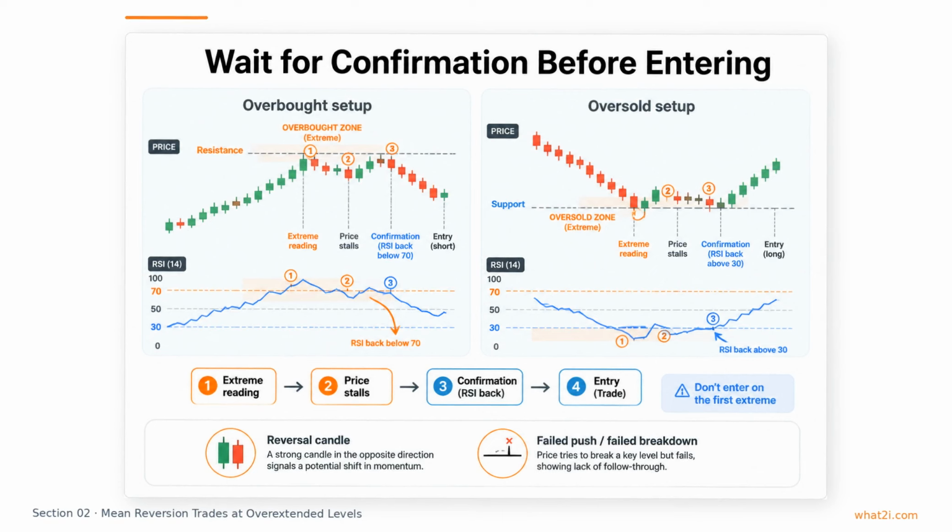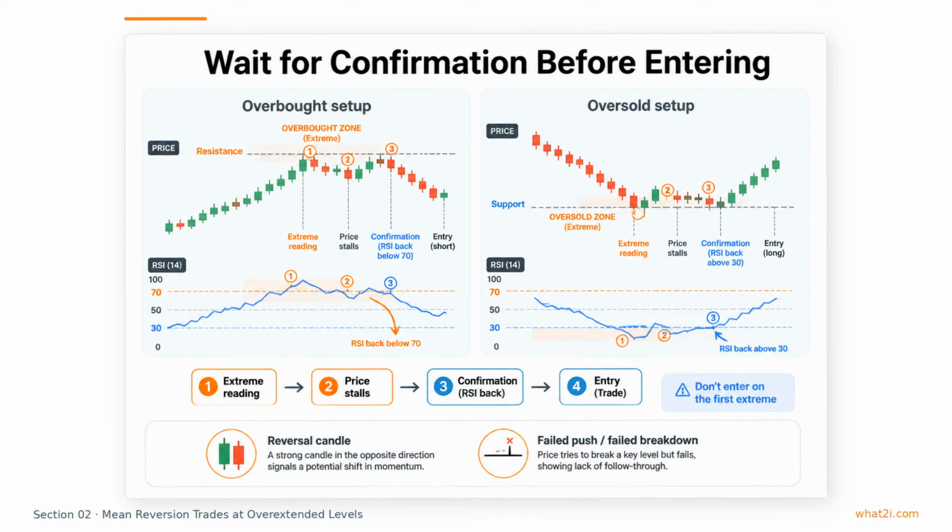On the overbought side, some traders look for RSI to move back below 70, which suggests momentum is cooling rather than accelerating. On the oversold side, RSI moving back above 30 can support the idea that selling pressure is easing. Price action matters just as much, especially reversal candles, failed pushes higher after a rally, or failed breakdowns after a decline. Those signs tell you the market tried to continue the move and could not do it cleanly. That is very different from entering just because a reading looks extreme. Confirmation shifts the trade from prediction toward evidence.